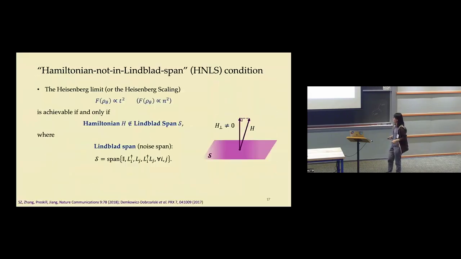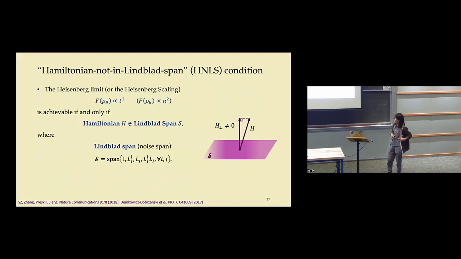So under these two assumptions, there's a criterion that can be derived, which gives a necessary and sufficient condition for determining whether or not you can achieve the Heisenberg limit or the Heisenberg scaling. The condition states that the Heisenberg limit or the Heisenberg scaling is achievable if and only if the Hamiltonian is not in the Lindblad span. So let me explain a little bit here. The Hamiltonian here is simply the signal we try to estimate. So we just try to estimate the strength of this Hamiltonian. And this Lindblad span here is kind of a noise band in your system.